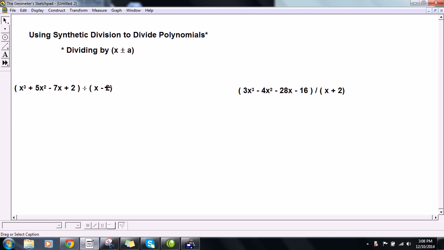If I'm dividing by x minus 2, I'm going to take the opposite of the negative 2, which will be 2. I'm going to put it right here in a box, okay? So take the first step, take the opposite of this number. If it's negative 2, make it positive 2, put it in the box, okay?